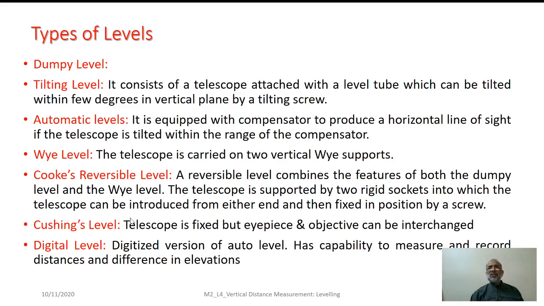Cushing's level, here also the telescope is fixed, but the eyepiece and object glass can be detached and can be interchanged end to end. The most modern type of equipment that is available today is nothing but the digital level. It has the capacity to measure the distances, record the distances, and it is quite precise also. During the lab sessions, you will get more acquainted with the range of types of levels that are simply mentioned here.